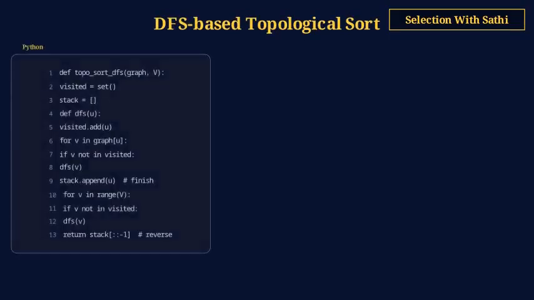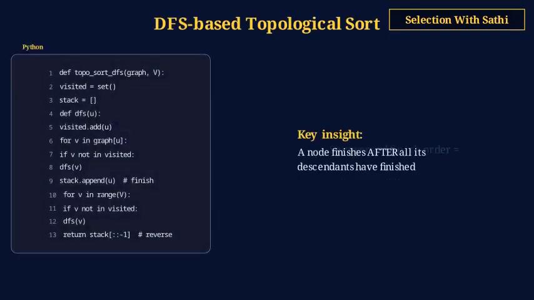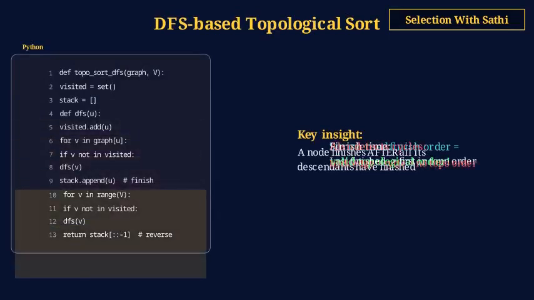The DFS approach is elegant. Look at lines 4 through 9. The DFS function visits a node, recursively explores all its unvisited neighbors, and then pushes the node onto a stack at line 9. This is the post order. A node is added only after all its descendants are added. Lines 10 through 12 run DFS from every unvisited node to handle disconnected components.